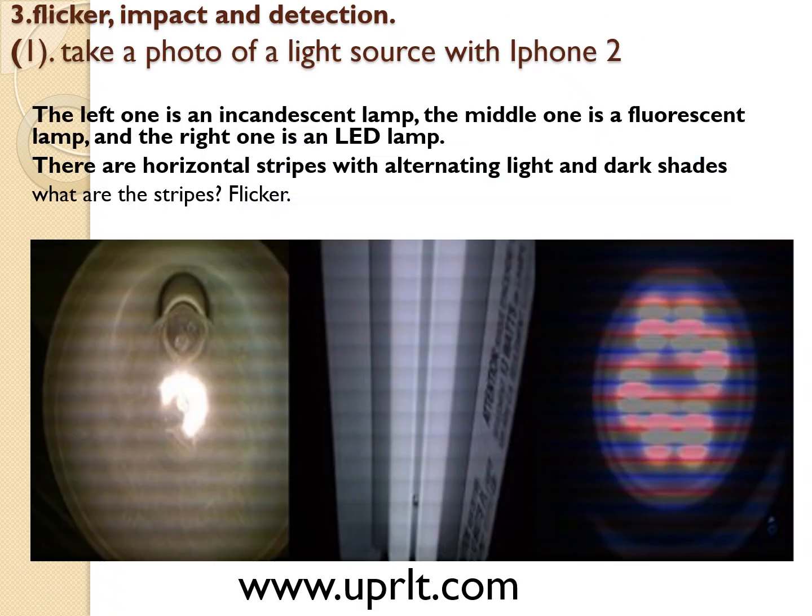1. Take a photo of a light source with an iPhone 2. The left one is an incandescent lamp. The middle one is a fluorescent lamp, and the right one is an LED lamp. There are horizontal stripes with alternating light and dark shades. What are the stripes? Flicker.